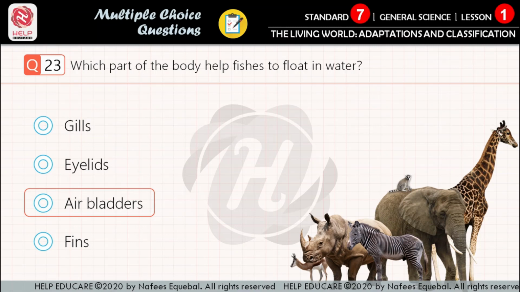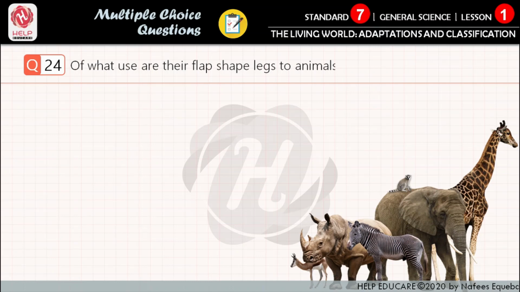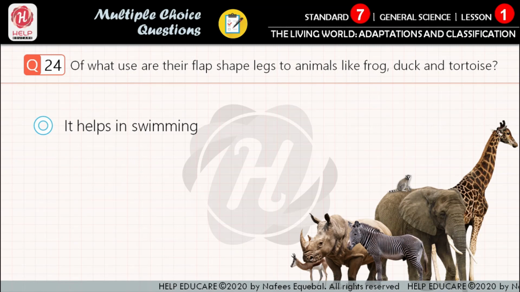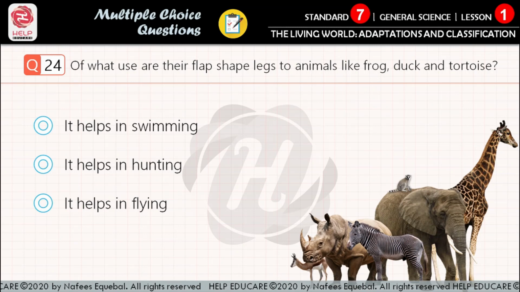Correct answer is air bladders. Question number 24. Of what use are their flap-shaped legs to animals, like frog, duck and tortoise? First option. It helps in swimming. Second option. It helps in hunting. Third option. It helps in flying.